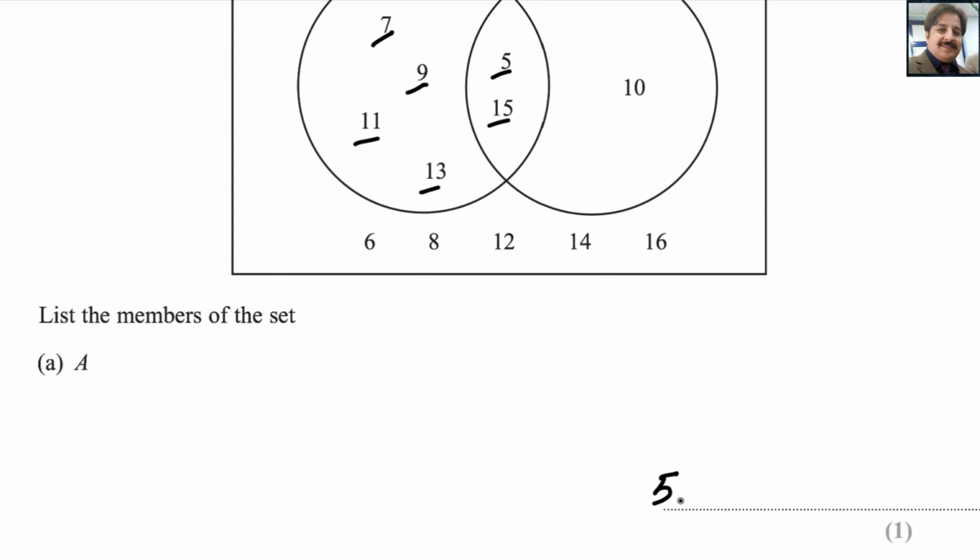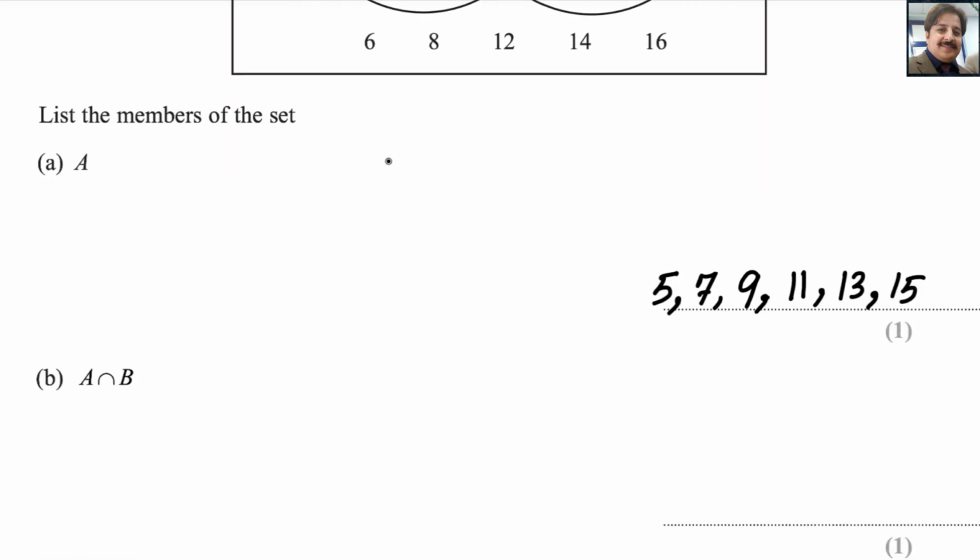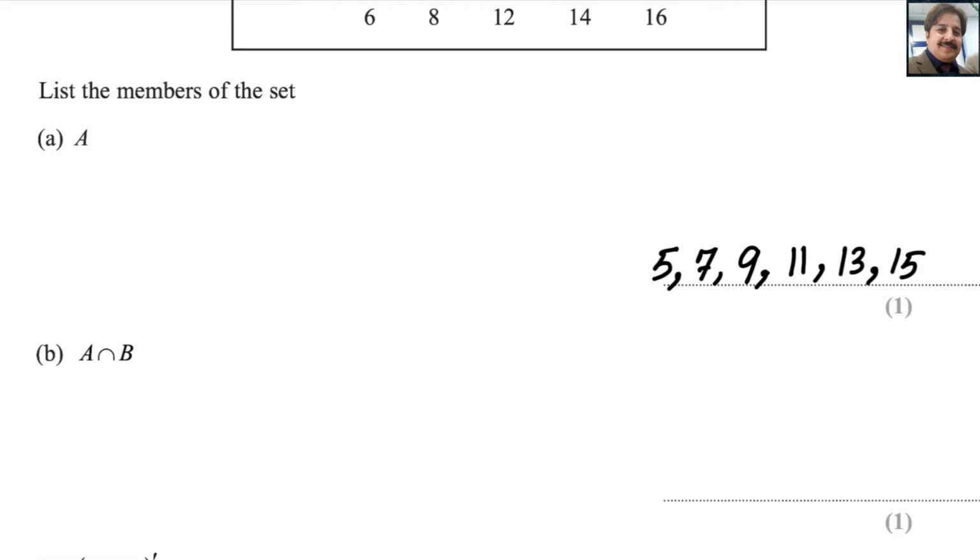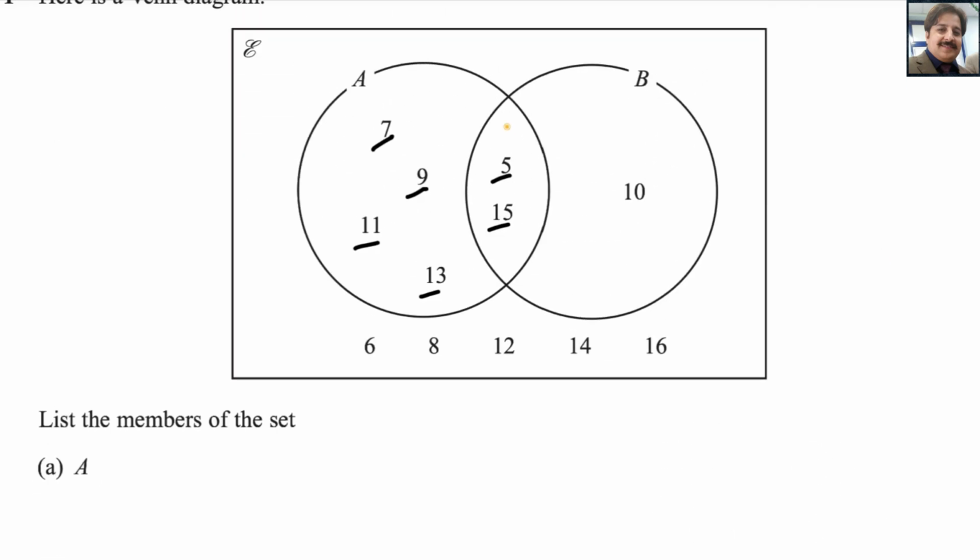So it will be 5, 7, 9, 11, 13 and 15. Count these numbers: 1, 2, 3, 4, 5, 6. So all are written here. Okay. So now for the next part, you have to take intersection. We know that intersection means the common between them. This is the intersection part.